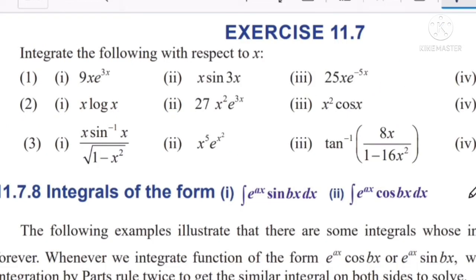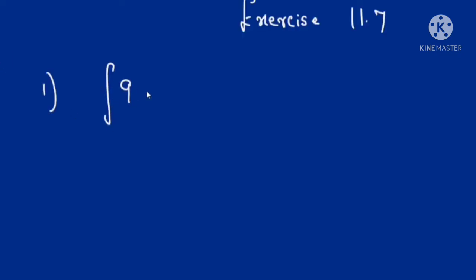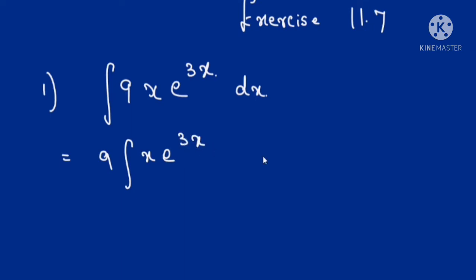So now with these two, we'll move on to exercise 11.7. The first question is integrate 9x e power 3x dx. Write the constant outside the integration. Now I will do this sum using three different methods: one is Bernoulli's, one is integration by parts, and another is integration by parts but in a different way. You choose which is better.